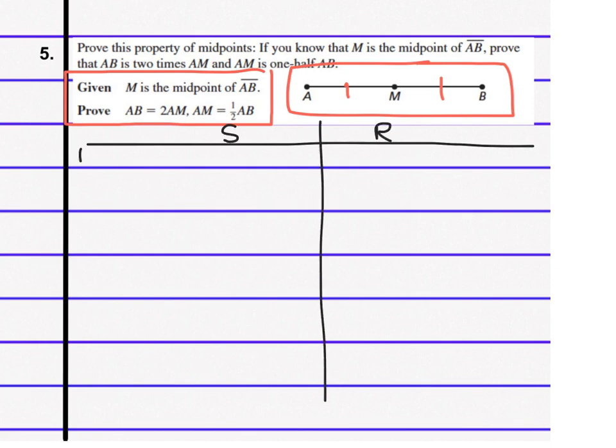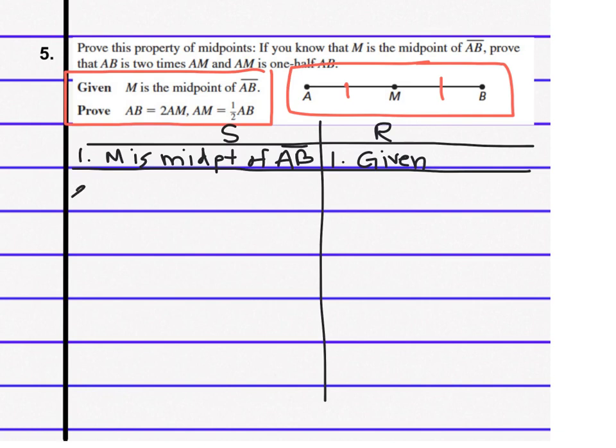Statements, reasons, I'm always starting with what's given. M is midpoint, you can abbreviate, of AB. Given. All right, what else do we know? If M is the midpoint, I kind of marked it on the picture already, but we know that AM is congruent to MB. On your picture, I'll show you that right here. So AM is congruent to MB.